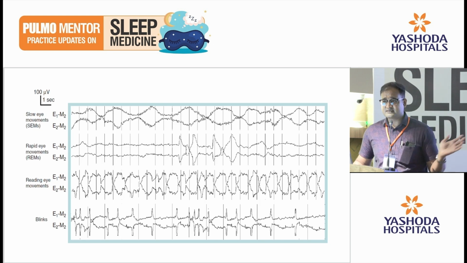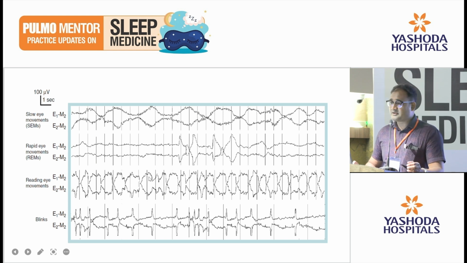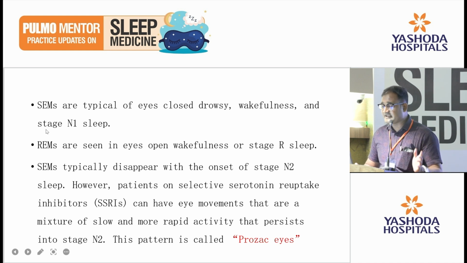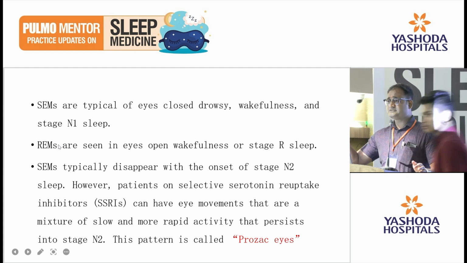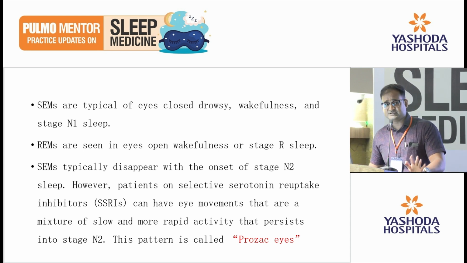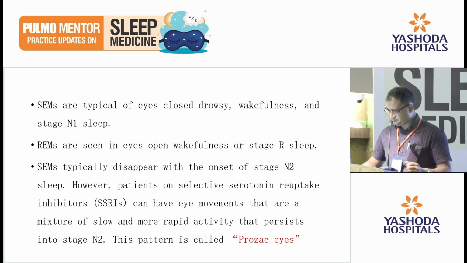These are the different patterns of your eye movement: slow eye movement, rapid eye movement, reading eye movement, and eye blinks. Slow eye movements are typically present when eyes are closed in drowsy condition and also in stage N1 of sleep. And rapid eye movement during wakefulness or stage R. But the slow eye movement typically disappears during the N2 stage of sleep. But in patients who are taking SSRI, that is selective serotonin reuptake inhibitor, the slow eye movement might persist, along with rapid eye activity, which is known as Prozac eyes.